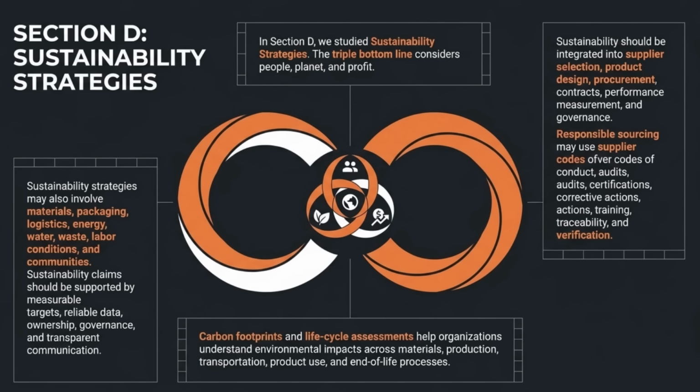Carbon footprint and life cycle assessments help organizations understand environmental impacts across materials, production, transportation, product use, and end-of-life processes. Sustainability strategies may also involve materials, packaging, logistics, energy, water, waste, labor conditions, and communities. Sustainability claims should be supported by measurable targets, reliable data, ownership, governance, and transparent communication.